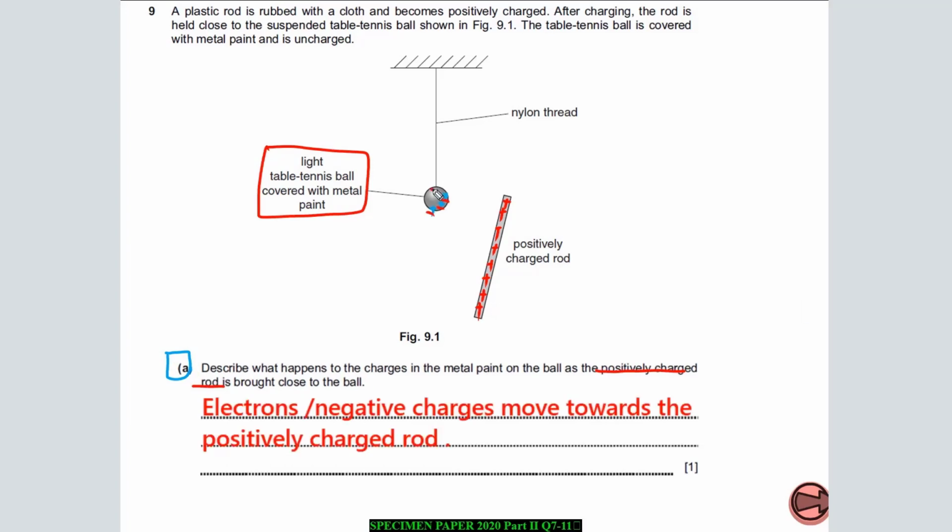Simply understand, if I draw this side, I can say this is positive, negative, positive, and negative. So these electrons, they will move towards this side. The side next to positive rod will be more negative, net negative charge on one side and net positive charge on other side, because electrons will move from this side to this. So this is what we need to say, that electrons or negative charges move towards positively charged rod.